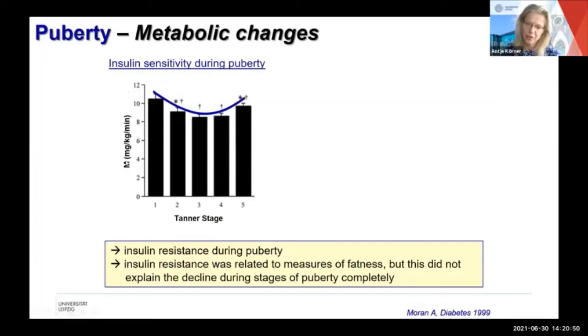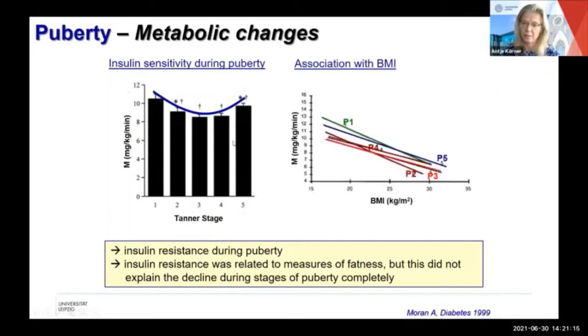So these are clamp studies, and this is a parameter of insulin sensitivity. If it goes lower, then the insulin sensitivity is lower, meaning the resistance is higher. And these are the pubertal stages that you assess clinically. 1 is before puberty, 5 is adolescent or adult development. And you see during the pubertal development, there's a decline in insulin sensitivity.